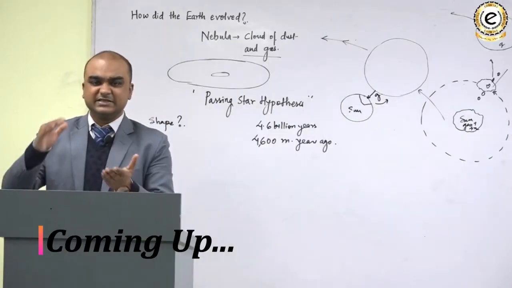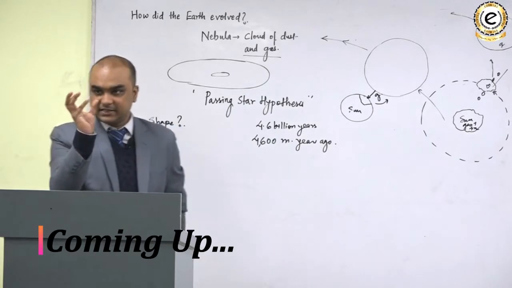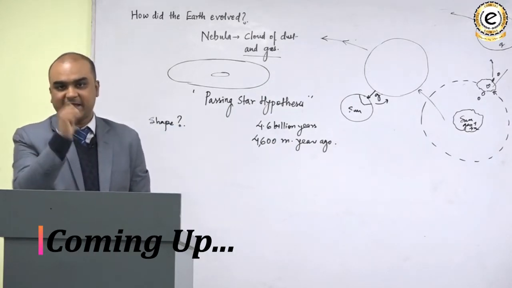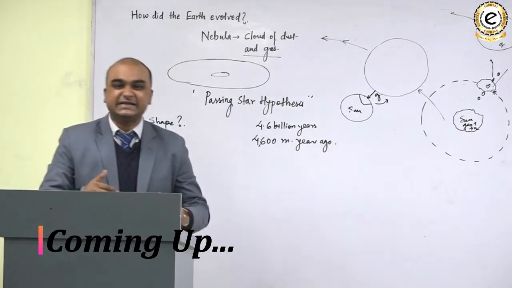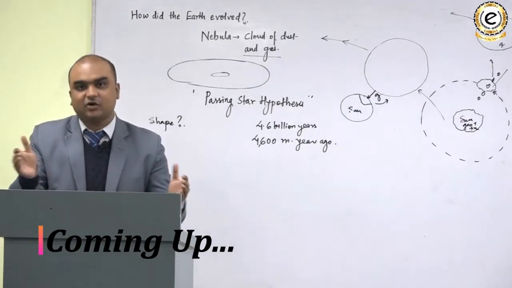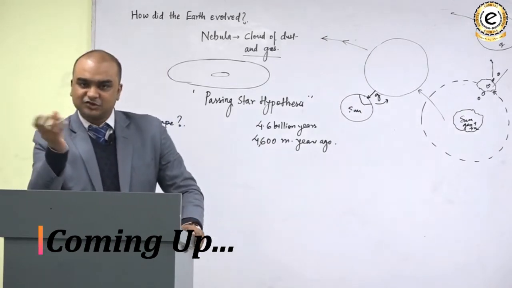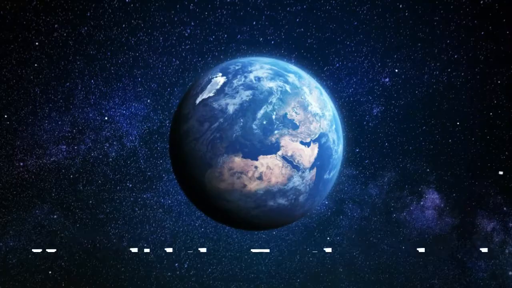What does this geoid shape indicate? Now, since the Earth is rotating on its own axis, there is a centrifugal force which is experienced at the equator of the Earth. There are two types of forces which are associated with rotatory bodies.